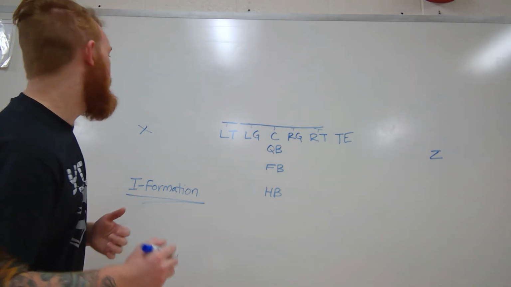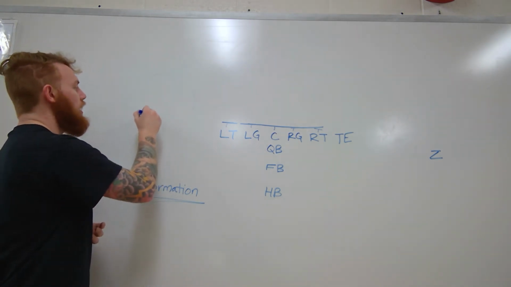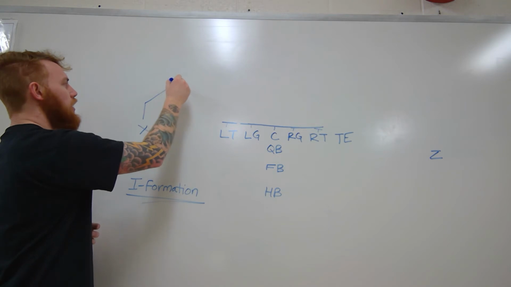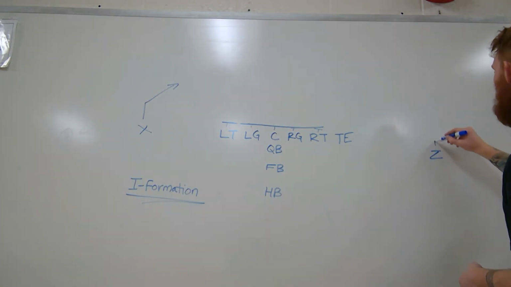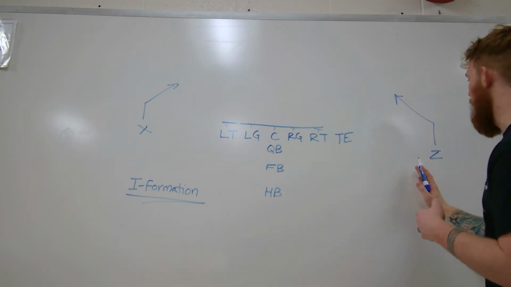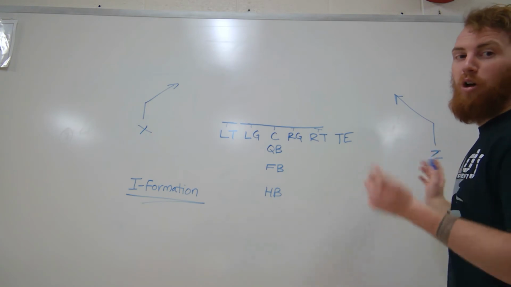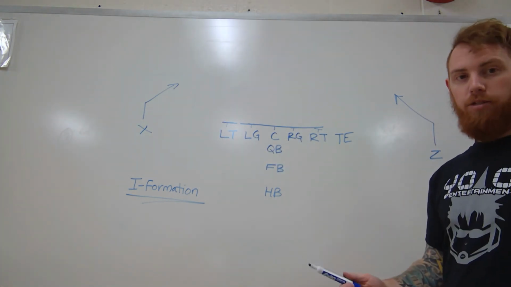And I'm going to call that because, as we've seen in our route tree, our X receiver is going to run a slant route, and our Z receiver, and I'm sorry I keep turning my back to you guys, is going to run a slant route. Therefore, I'm calling it double slant because we have one slant, two slant, double slant.